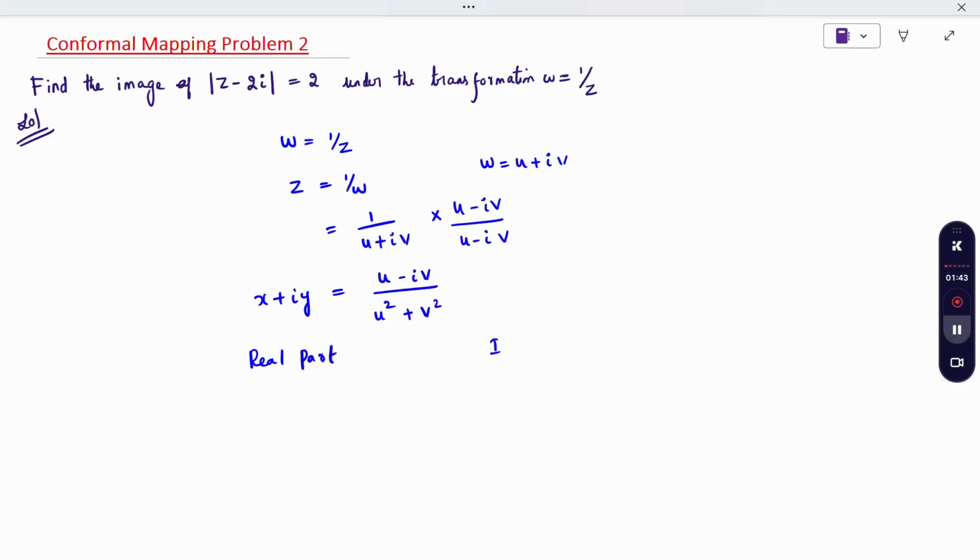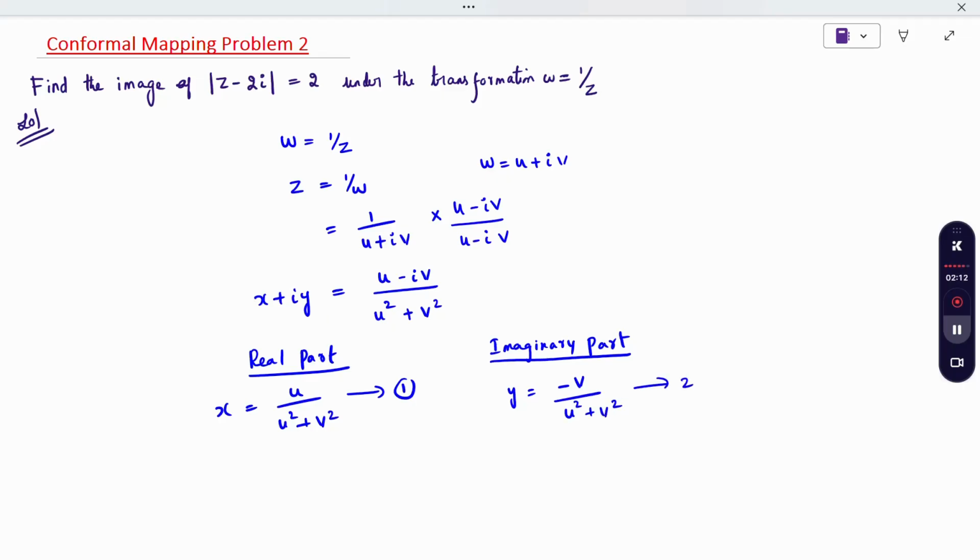Real part and imaginary part. So x equal to the real part, x equal to u divided by u squared plus v squared. Consider this as the first equation. y equal to minus v divided by u squared plus v squared. Consider this as the second equation.